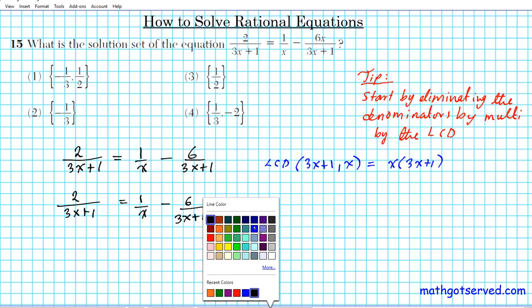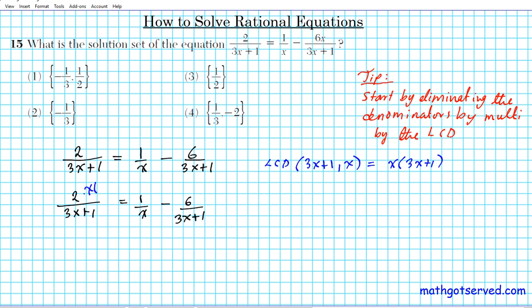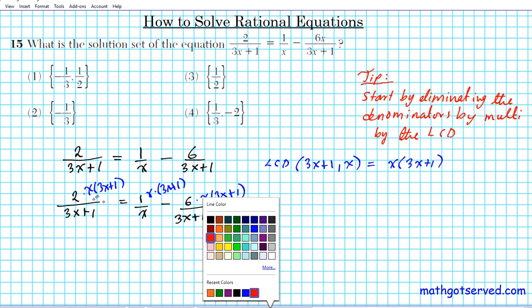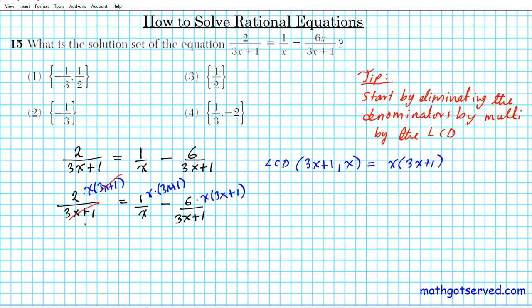Alright, so multiplying by the LCD, the first one we're going to multiply by x times 3x plus 1, and then the next one x times 3x plus 1, and then the next one times x times 3x plus 1. Alright, and then let's simplify. Check this out, this is really cool. Now in the first term, the 3x plus 1 and the 3x plus 1 divide out. That denominator is gone. And then here the x and the x divide out. And then here 3x and 3x divide out. This shouldn't surprise you. This is what the LCD is all about. It's a common divisor. Okay, all of them can go into the LCD. That's why we chose to multiply by the LCD, so they all go away.